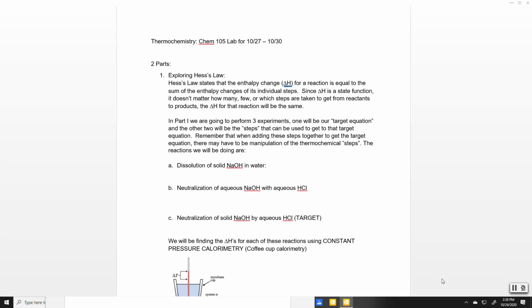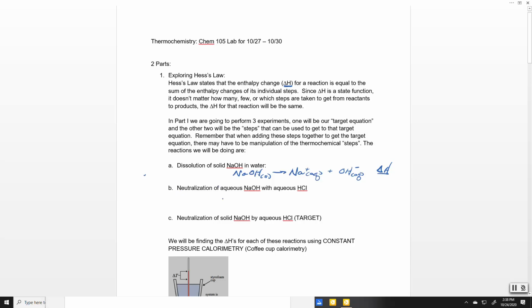The reactions we're going to be doing are, first of all, the dissolution of solid NaOH in water, which is simply NaOH solid becoming Na+ aqueous and OH- aqueous. So this is a dissolution, and we're going to be measuring the delta H, and we'll talk about how in just a minute.